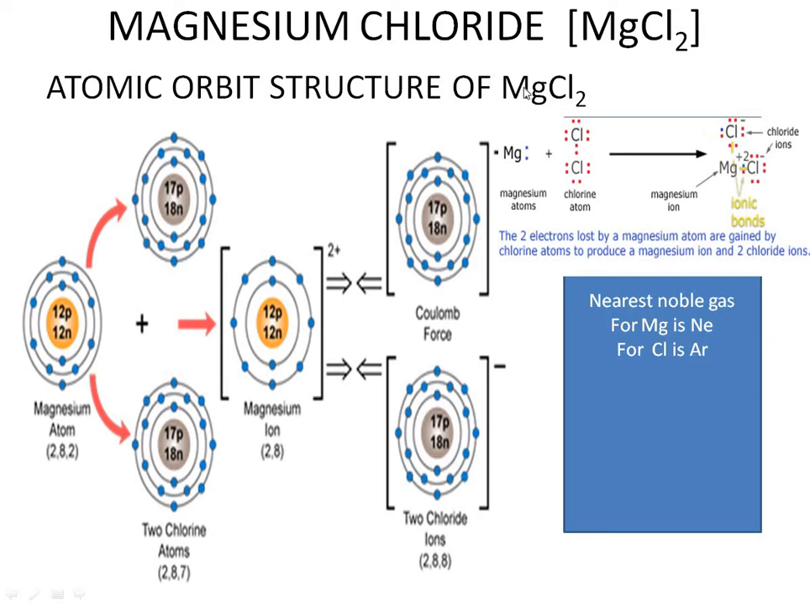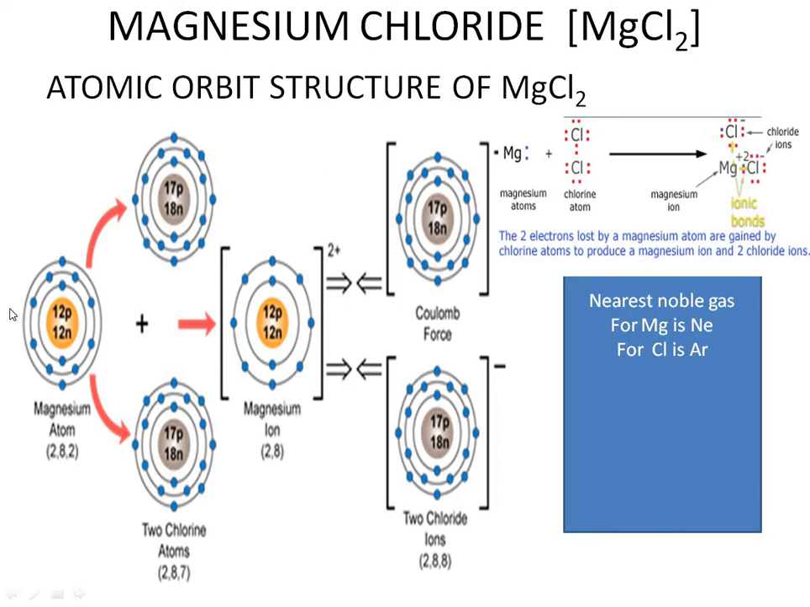Magnesium's atomic number is 12, so 12 protons, 12 neutrons. Then you fill the electrons: K shell 2, L shell 8 and M shell 2 electrons. Now we will go for chlorine.